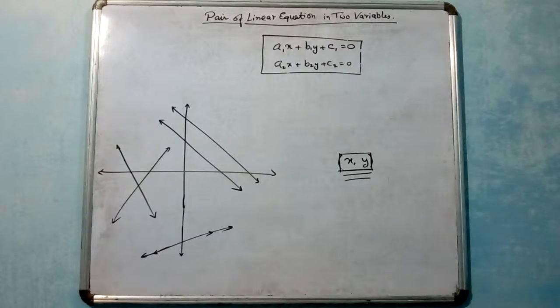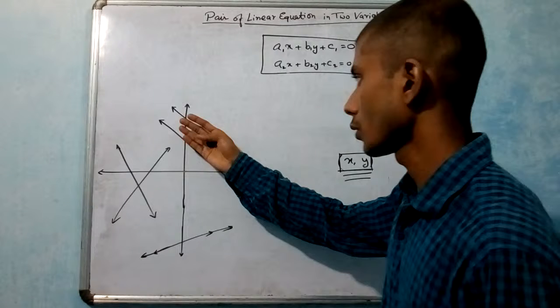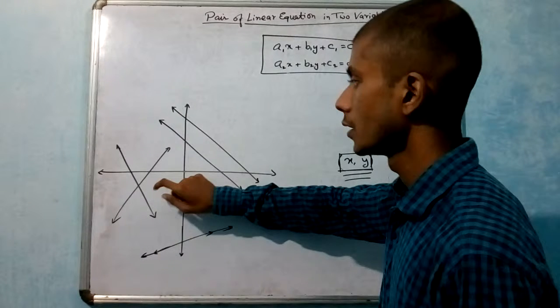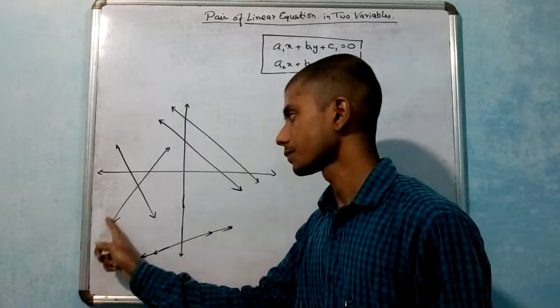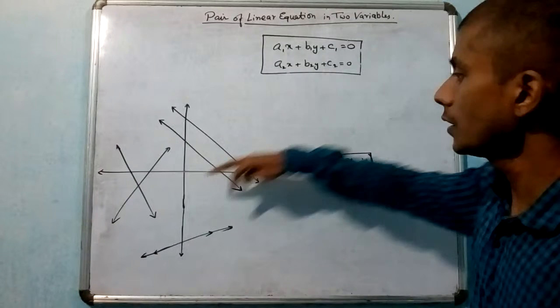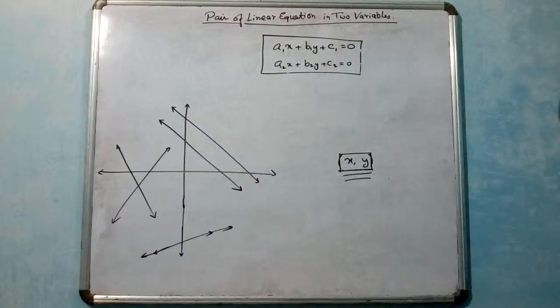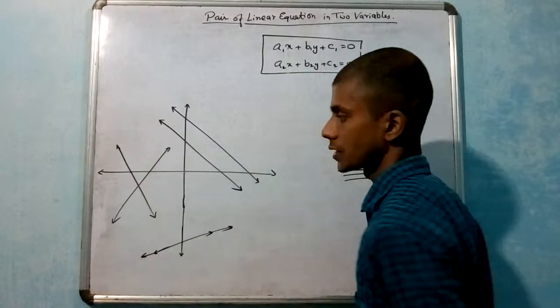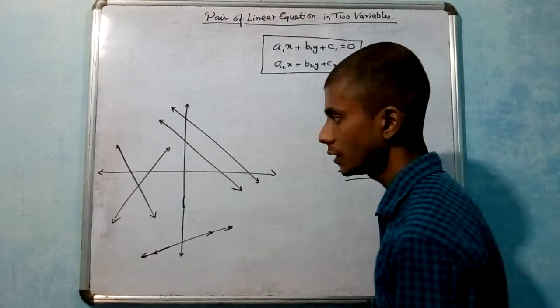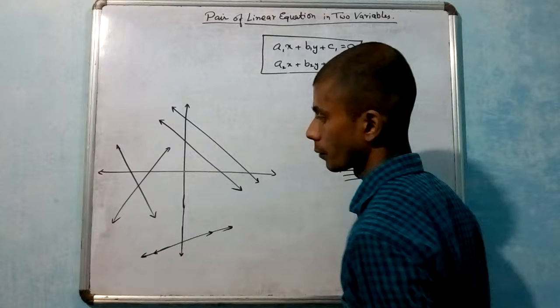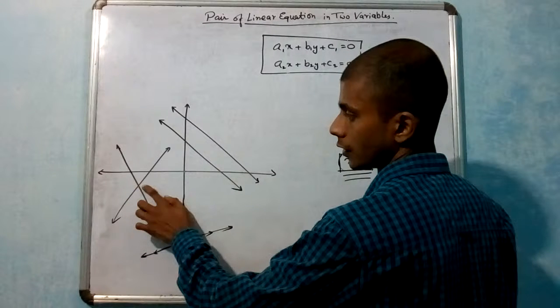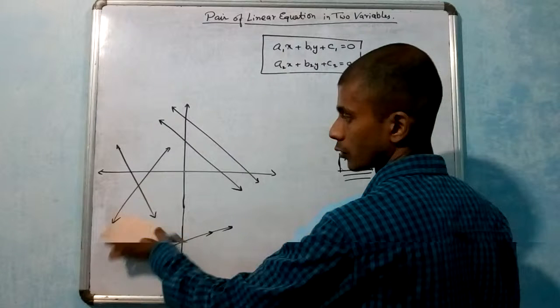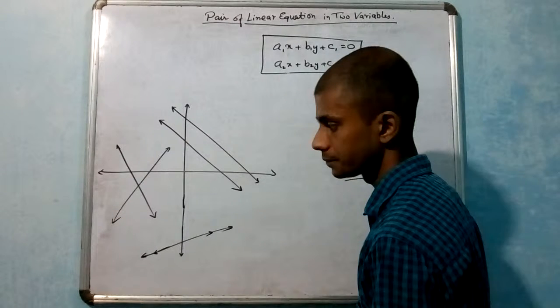The first possibility, forget about this and this, the first possibility is here. The two lines may be intersecting each other at some common point. This is the common point for both of them. This point is lying on this line also and this line also.